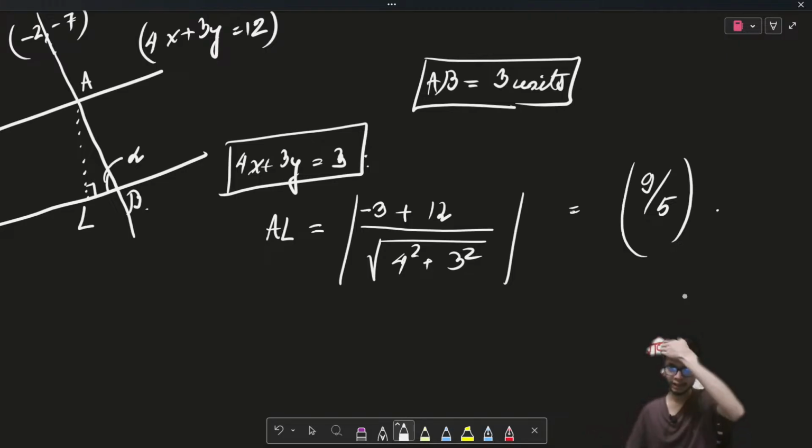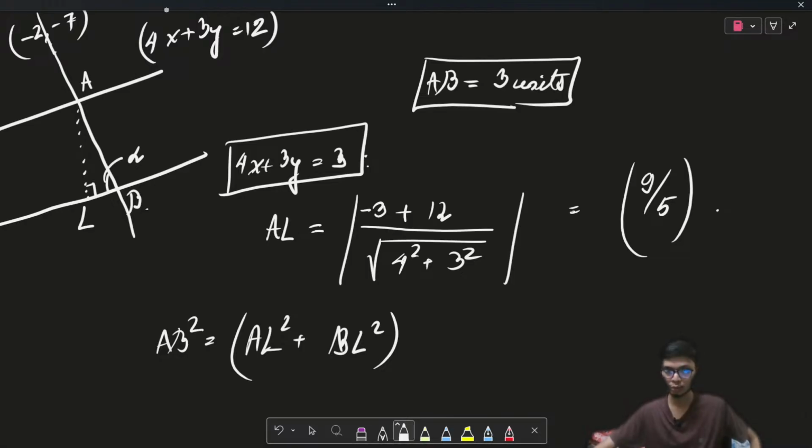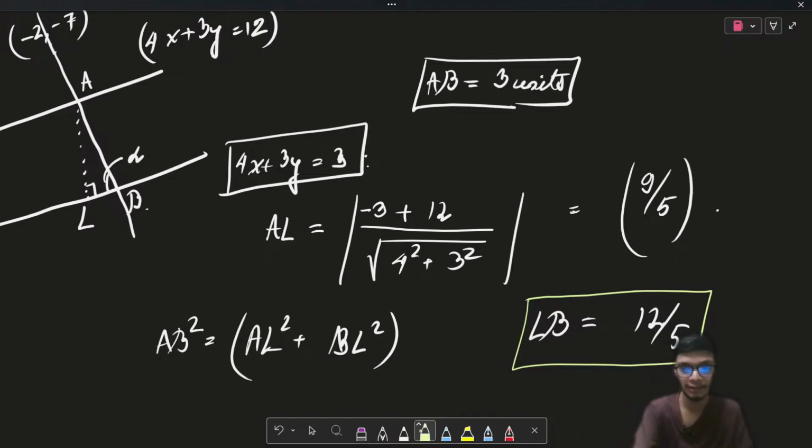From this right angle triangle, I can formulate AB squared equals AL squared plus BL squared. I already know AL, and the AB distance is known to me, so I have to find this BL distance. If I do that, the BL distance comes out as 12 upon 5.